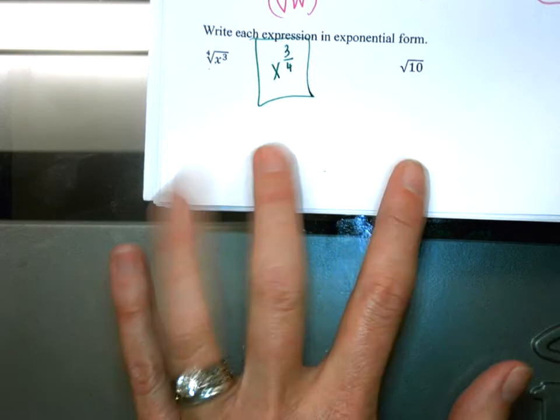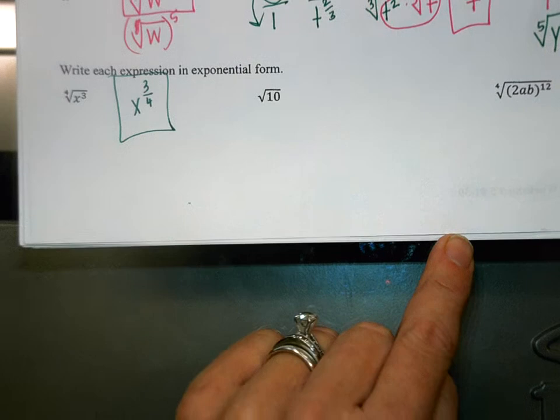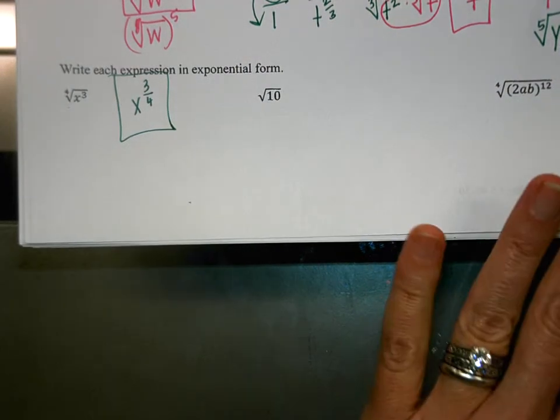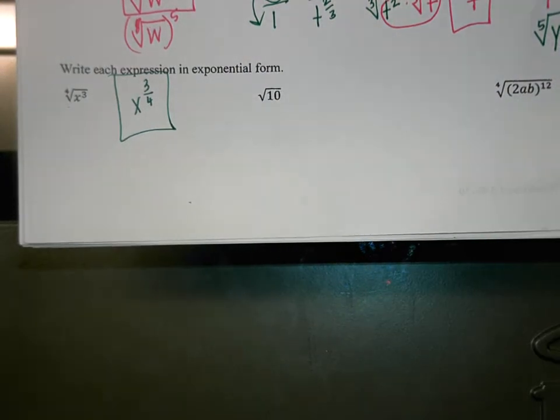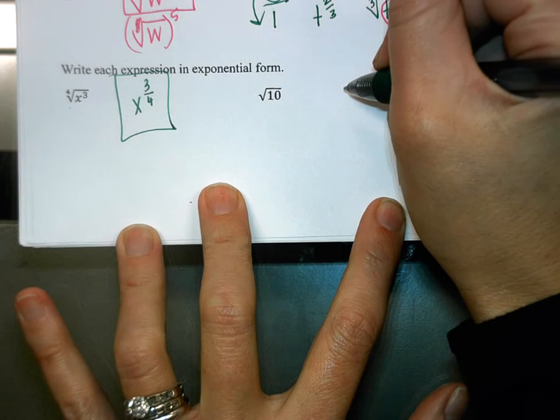Okay. Next one. I want somebody to help me write this in exponential form. The square root of 10. How do I write that? Michael. Your name's not Michael, so you're good.